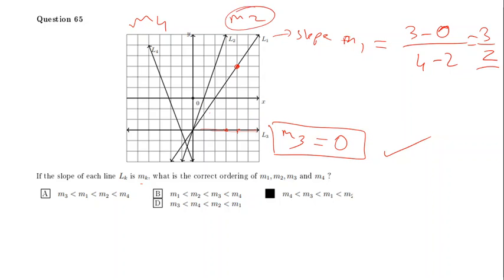And M2, you take two points here, and you get the slope M2 as: this is (1, 0), and this is (2, 3). That will be 3 minus 0 divided by 2 minus 1.